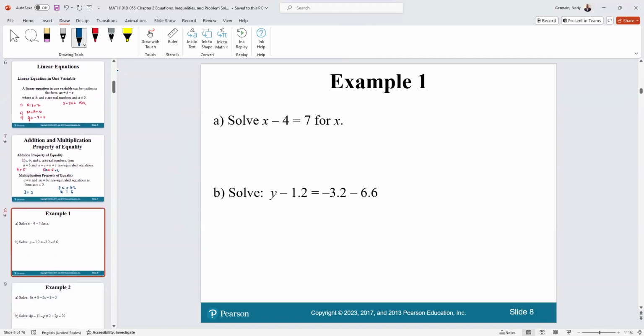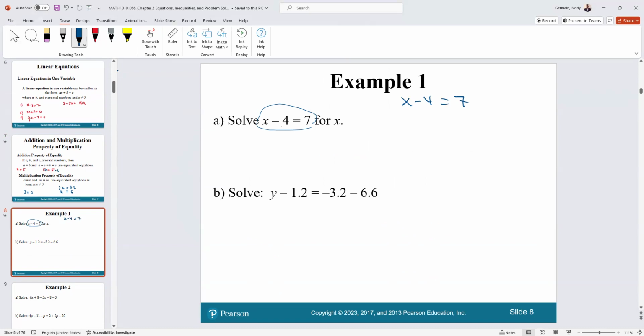Now, if they ask you to solve those equations, the first thing to do is to try to isolate the x. This is what they ask you to solve. First of all, when I see x minus 4 equals 7, I need to isolate the x, keep the x only on one side. And here, it's much easier for me to keep x on the left, so I need to get rid of negative 4. But how to get rid of negative 4?